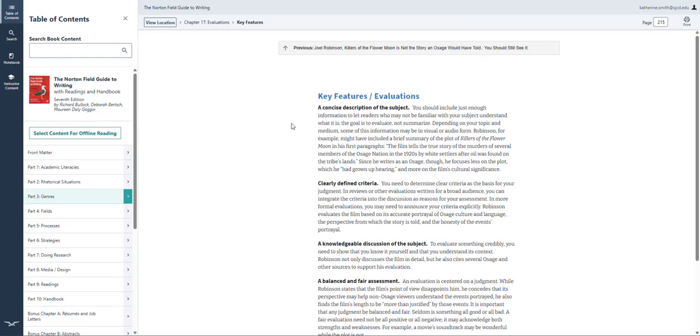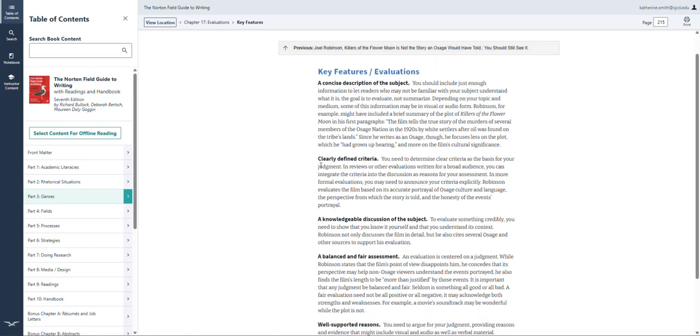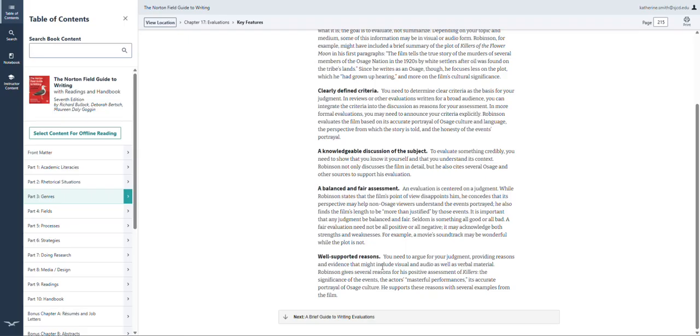This is actually the real meat of the chapter that I really want you to get into. So if you have questions and comments about the example there, I would maybe try to focus your questions and comments not so much on the Killers of the Flower Moon essay, but the features after it that are talked about, because these are what's important. And then finally, there's a brief guide to writing evaluations.